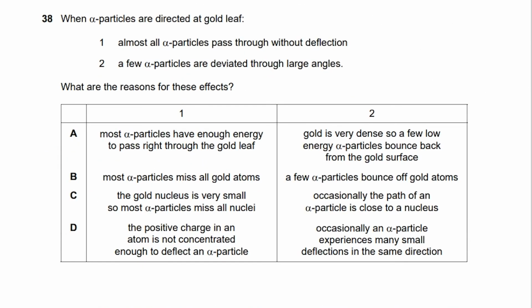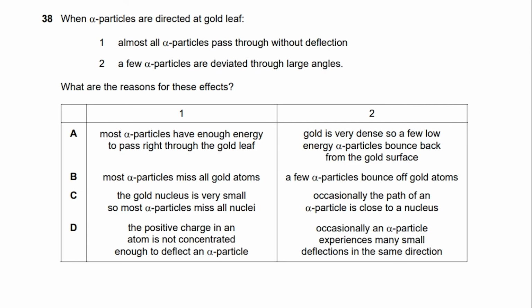Question number 38. When alpha particles are directed at gold leaf, almost all alpha particles pass through without deflection. A few alpha particles are deviated through large angles. What are the reasons for these effects? Now, the reason for point number 1 is that the volume of a nucleus is very small compared to the volume of the atom, and most of the atom is empty space. The reason for point number 2 is that most of the mass of the atom is concentrated in a tiny space called the nucleus.